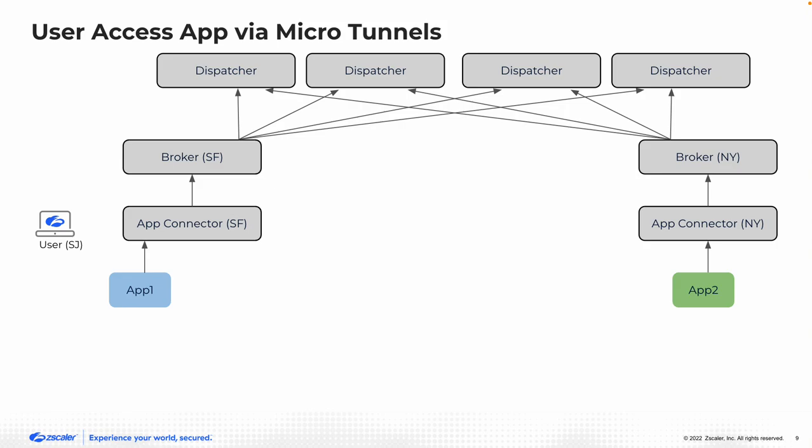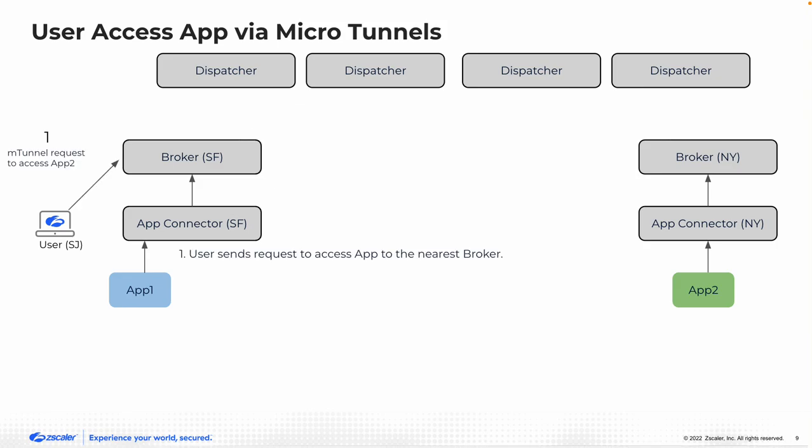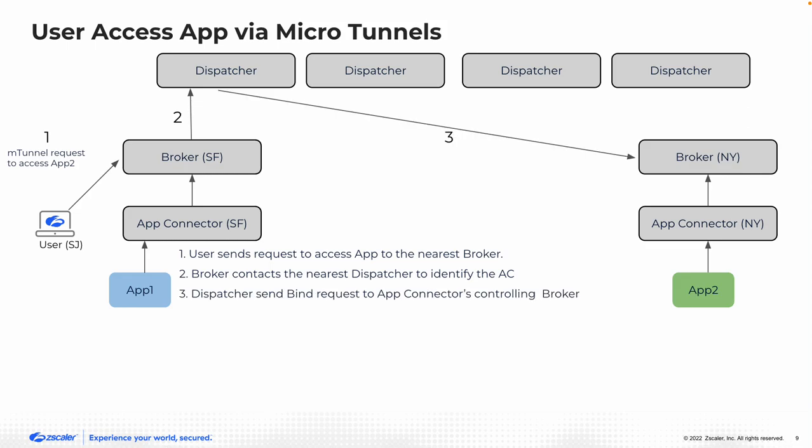The user sends the request to access an app. If the broker receives a request from a customer not seen before, it fetches the customer policy configuration from the dispatcher and performs the policy evaluation. The broker contacts the geographically closest dispatcher to help identify the app connector. Since the dispatcher maintains a complete ephemeral map for all app connectors and the internal apps behind them, it sends a bind request to the app connector's controlling broker, the broker to which the app connector has established its control channel.